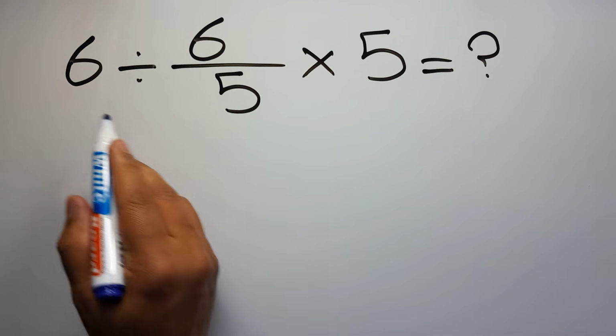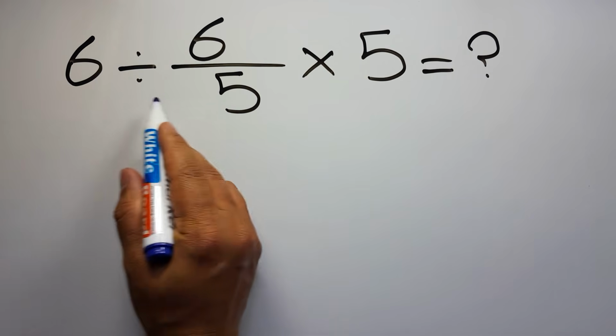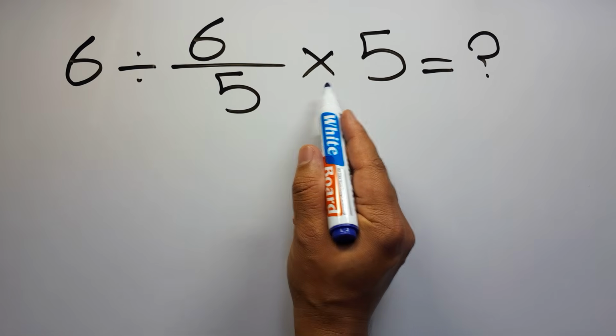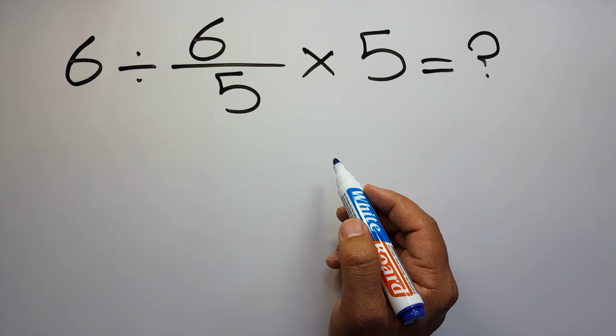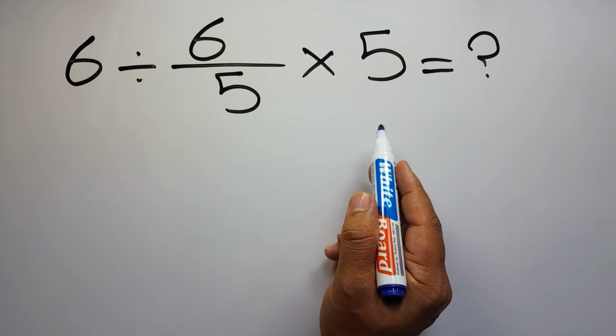In this video, we want to find the value of this expression: 6 divided by 6 over 5, then times 5. Are you ready to solve? Let's go ahead and get started.